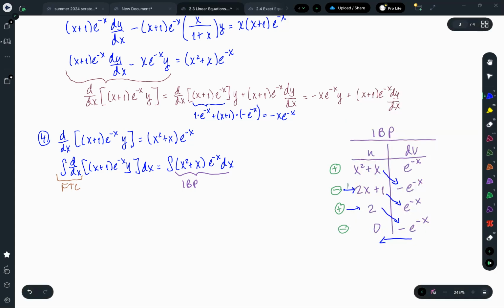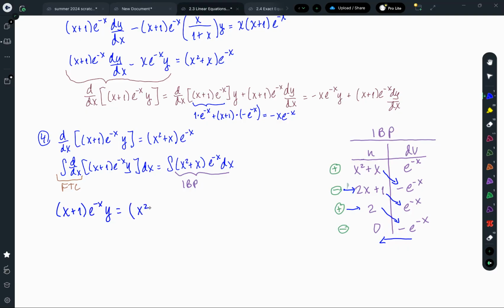over here, on the left-hand side of this integral, the fundamental theorem of calculus takes care of things. I have x plus 1 times e to the minus x y. And on the right-hand side, I get, in parentheses, x squared plus x times a negative e to the minus x. And then I have a minus, in parentheses, 2x plus 1 times an e to the minus x. And then I have a positive 2 times a negative e to the minus x. And then I have no more, so I get plus c. And then that just took care of a bunch of integration by parts all at once.